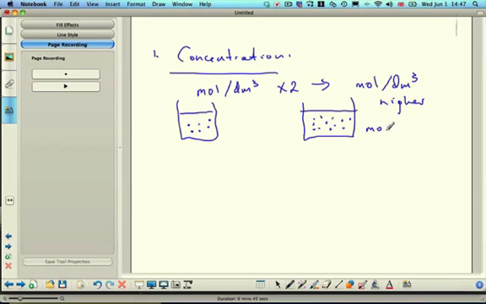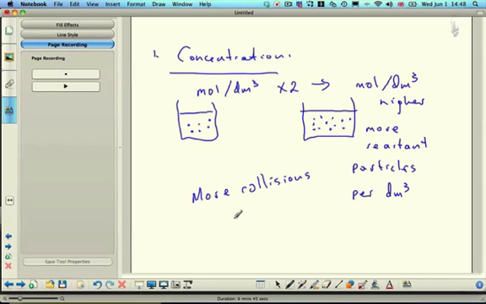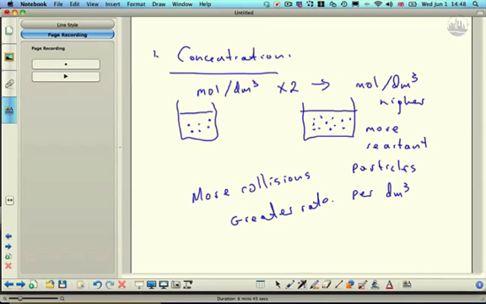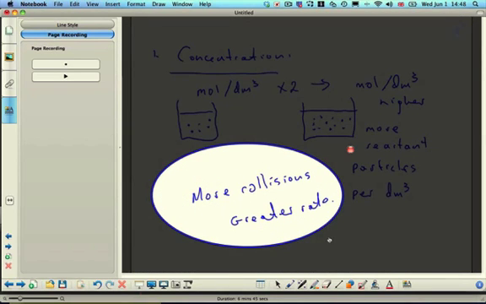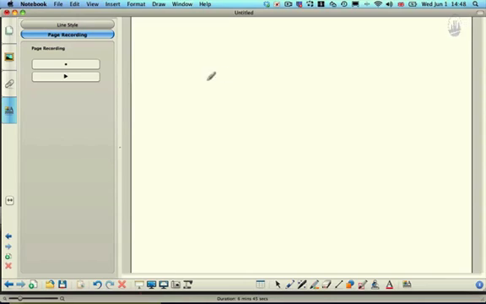You have more reactant particles per dm cubed. Because of that, you have more collisions, and because you have more collisions, you have a greater rate of reaction. Isn't that right? Yes, it is indeed. Cool. Okay, so next, gas pressure.